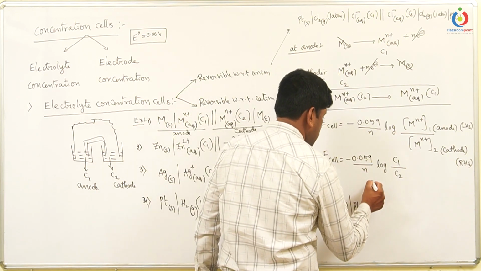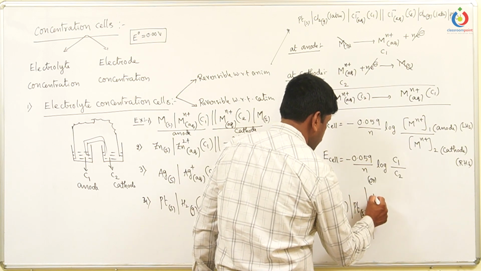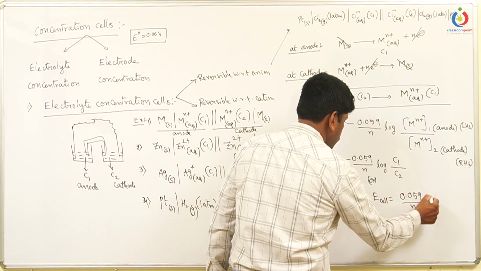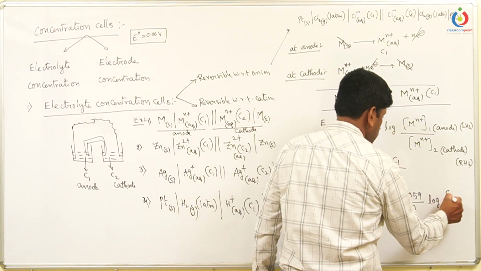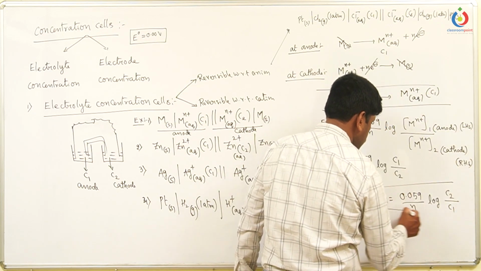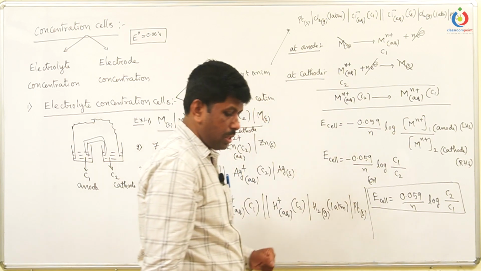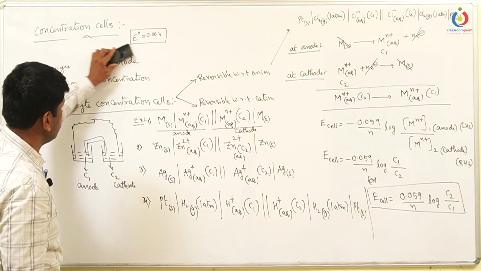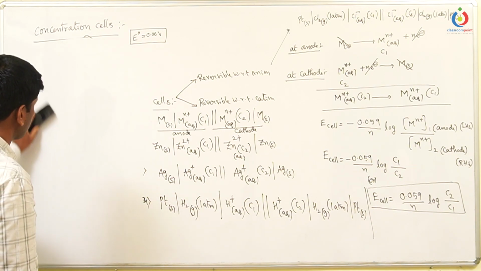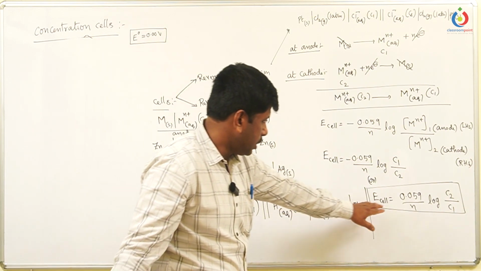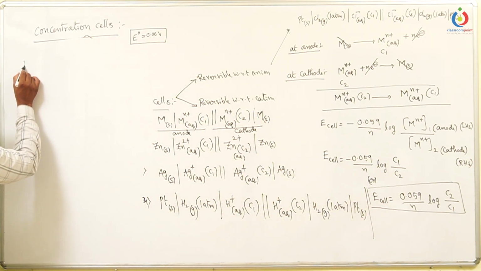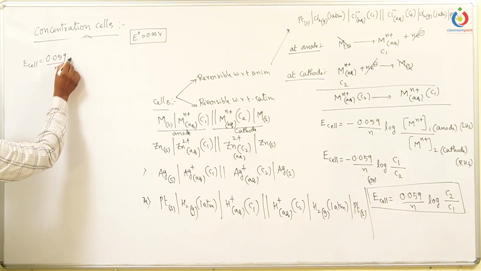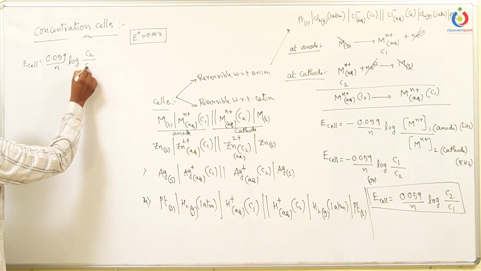Now, how to improve this value? This also can be written as E cell is equal to 0.059 by n into log C2 by C1. So from this, what other information can we derive? I will erase this particular part to write down some other information. So let's write this equation once again here. E cell is equal to 0.059 by n into log C2 by C1.